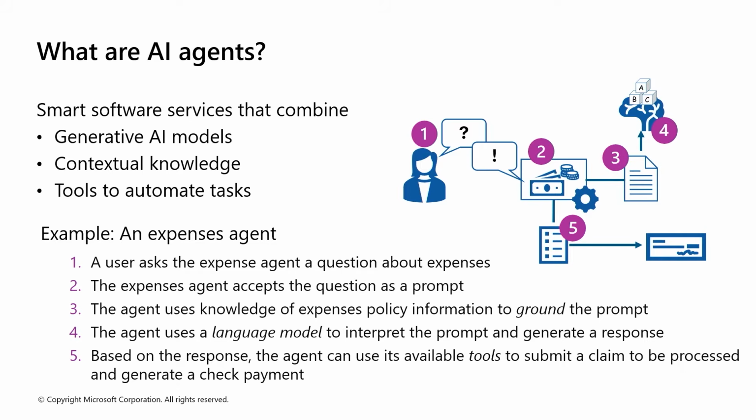Analyzing the natural language-based prompt from the user, the agent uses knowledge of expenses policy information to what we call grounding the prompt. From there, the agent uses a language model to interpret the prompt and generate a response. And that's what we call chat completion. And then eventually, based on the response, the agent can use its available tools, and we'll talk about that later on, to submit a claim to be processed and eventually generate a check payment.